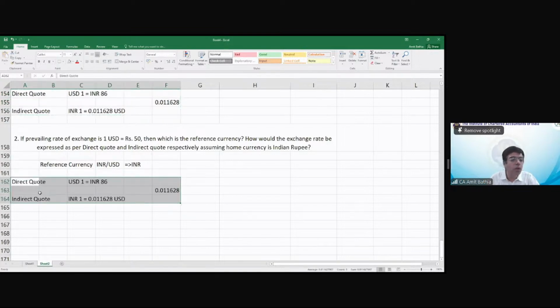Direct quote, as you know, will be USD 1 is equal to rupees 50. And indirect quote is going to be INR 1 is equal to 0.02 USD. Right? So, simple question to start with.